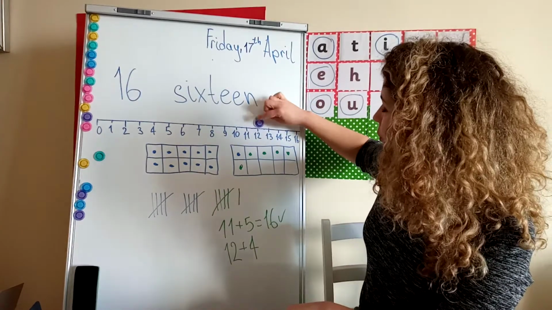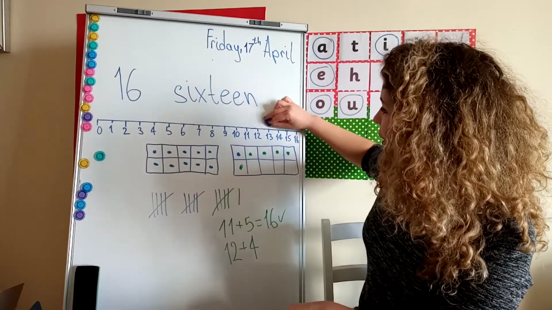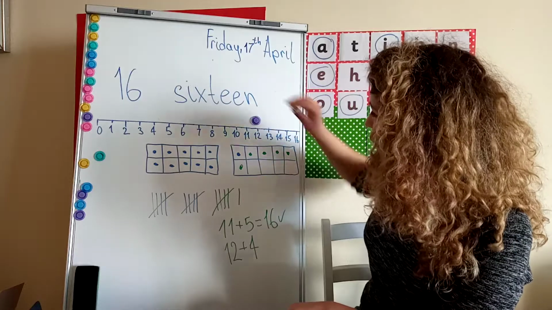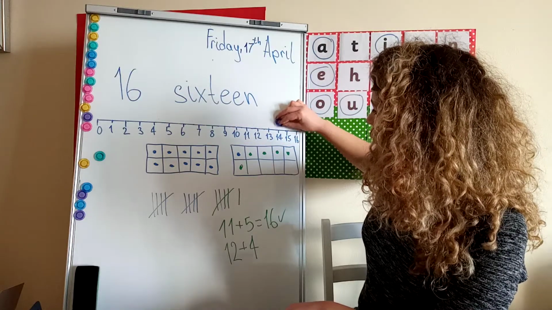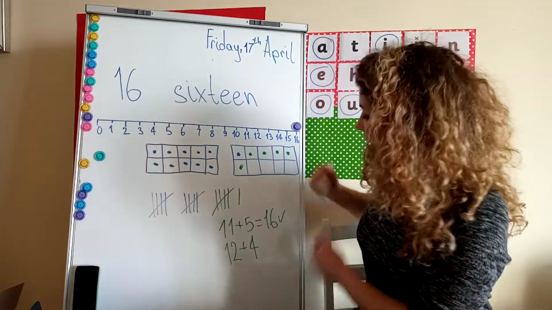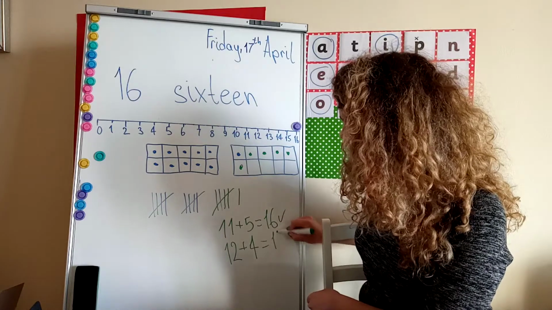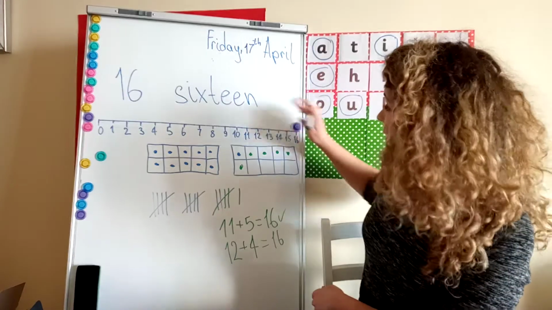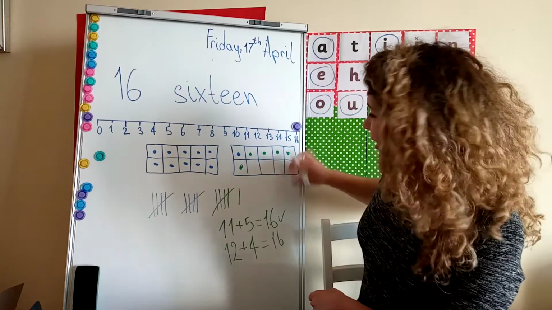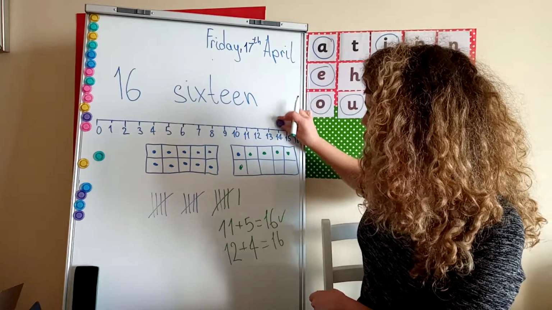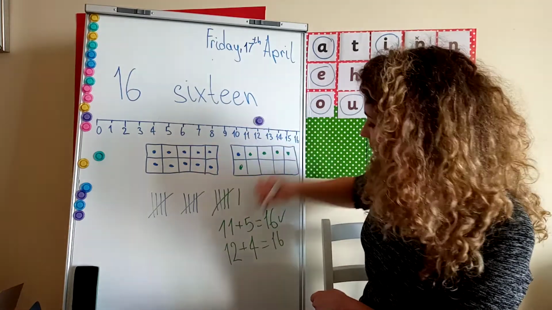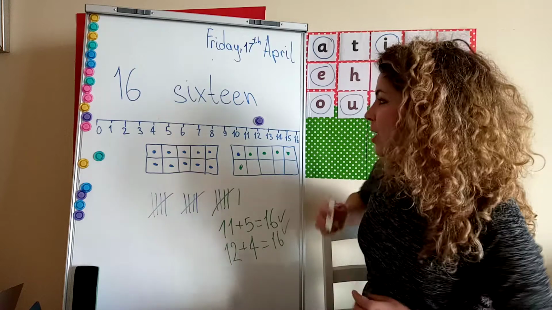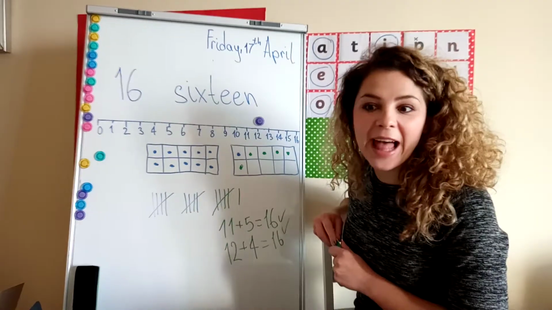Okay, so from 12, 4 hops. 1, 2, 3, 4. Here I am at 16. 12 plus 4 is 16. And backwards from 16, 4 hops. 1, 2, 3, 4. Here I am back at 12. And this seems to be correct as well.